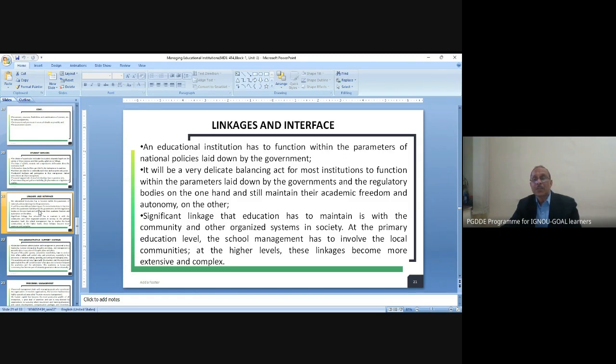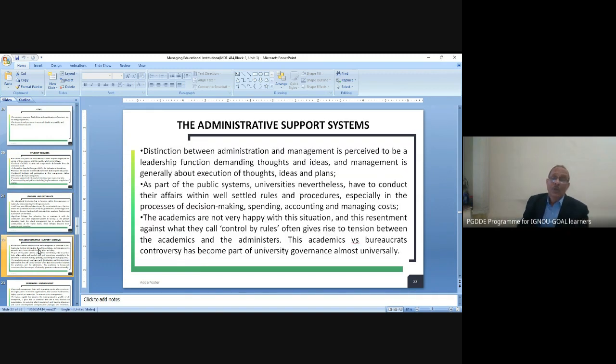A significant linkage that the education system has to maintain is with the community. Yes, I already said, whether it is primary education or school education, it also has to have a liaison with the local communities and local authorities. At the higher level, the linkages become more complex and more extensive. So far we talked about the administrative management and the linkages with other agencies. Now we are talking about the administrative support system. What administrative support systems are needed in an institution, and how are these administrative support systems managed?